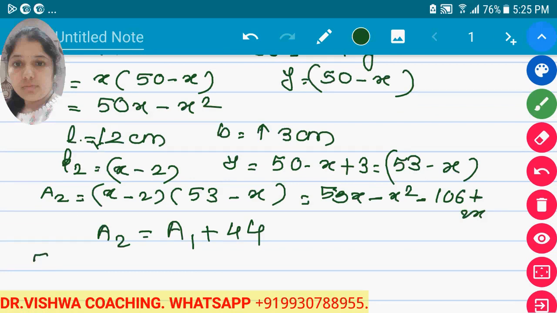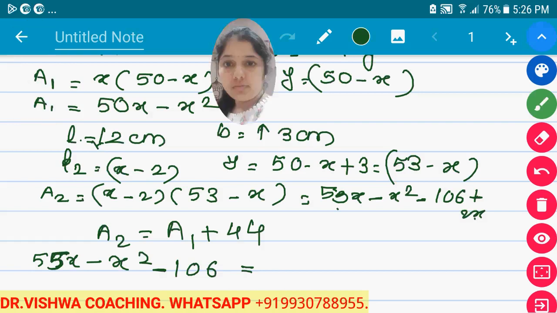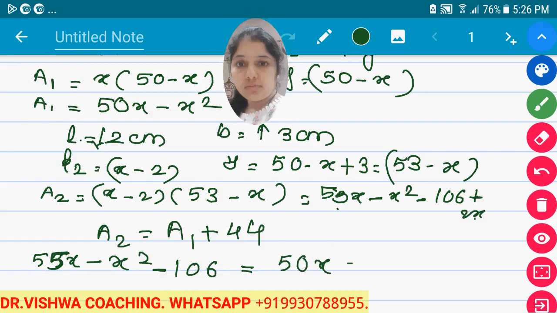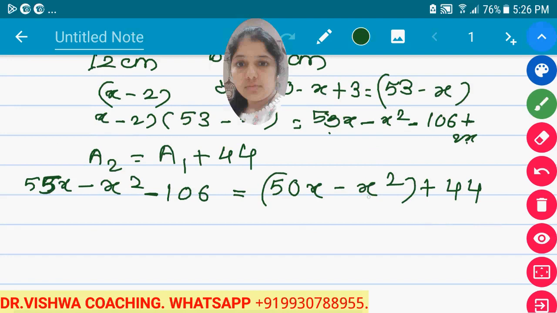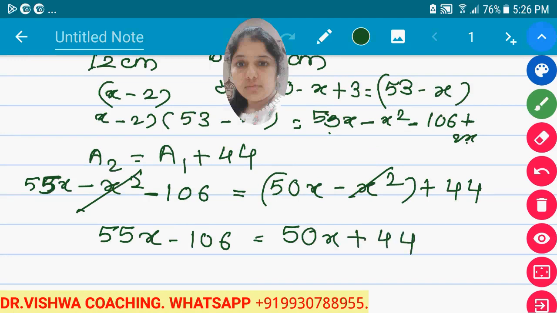So the new equation will be area 2 is equal to area 1, the previous area, plus 44. Now area 2 is 53x minus x square. Now this 53x and this 2x become 55x minus x square minus 106 is equal to, what is the area 1? 50x minus x square, now plus this 44. Okay, now up to this you all understood. Now see, this minus x square and this minus x square will get cancelled. Now 55x minus 106 is equal to 50x plus 44.